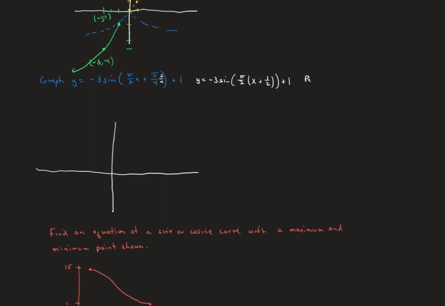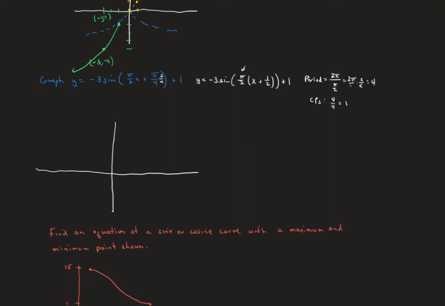So our period, we know, is going to be the natural period 2 pi divided by what's multiplying the x, the pi over 2. That's going to be 2 pi times 2 over pi. It's going to be 4. So what I like to call critical points, where our spacing between tick marks is going to be our period divided by 4, is going to be 1.